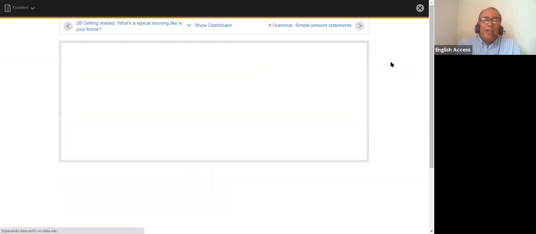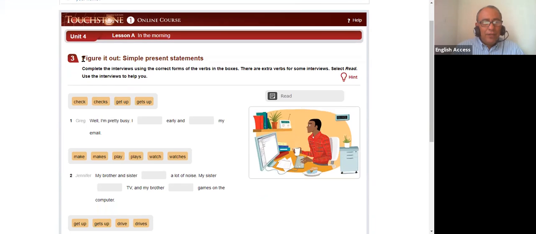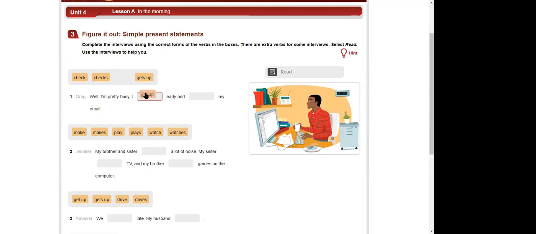Muy bien, vamos adelante. Grammar, aquí es donde viene. Here is the description of the simple present statements to talk about morning routines. It says, figure it out. You have to check the exercise and put the words in the correct box. There are extra verbs for some interviews. Here, for number 1, Greg says, well, I'm pretty busy. I check, checks. Get up, gets up. What is the correct one? Get up. I get up early.